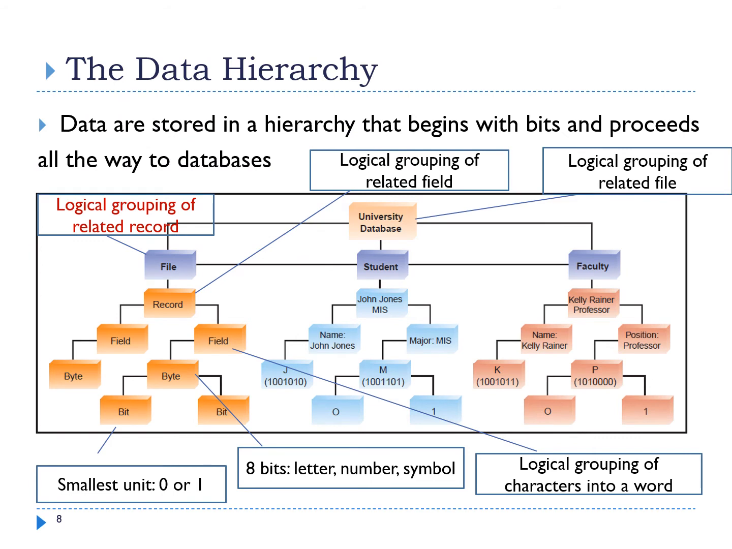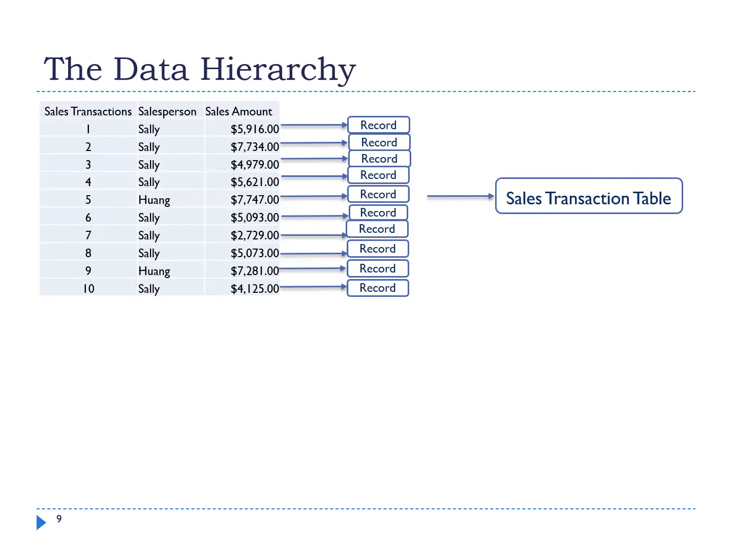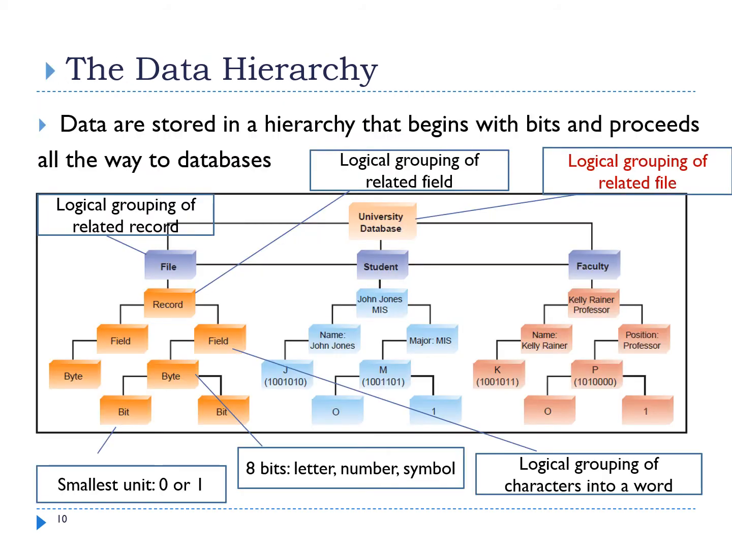A logical grouping of records is called a data file or a table. For example, a logical grouping of sales transaction records is a sales transaction table. A logical grouping of related files constitutes a database. For example, a university's database may contain students' file, faculty file, course file, equipment file, and parking file.